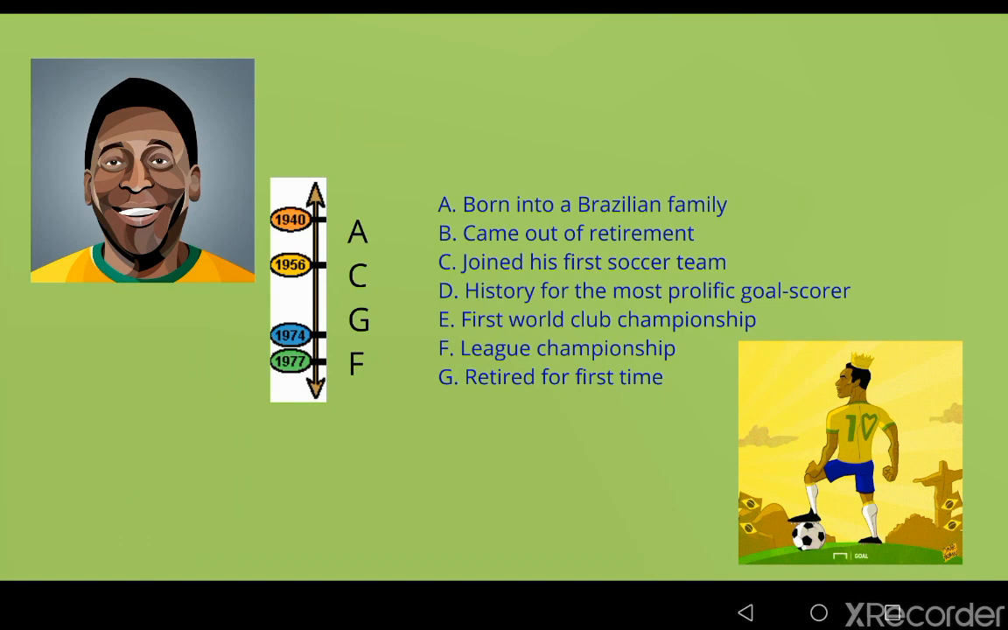Okay, so in 1940, it's going to be letter A. He was born into a Brazilian family. In 56 is letter C, that he joined his first soccer team. Then in 1974, we're going to have letter G, that he retired for the first time. And finally, in 1977, it's going to be letter F, League Championship. So this is a biography. It's the most common example of chronological order in a story or in a text.